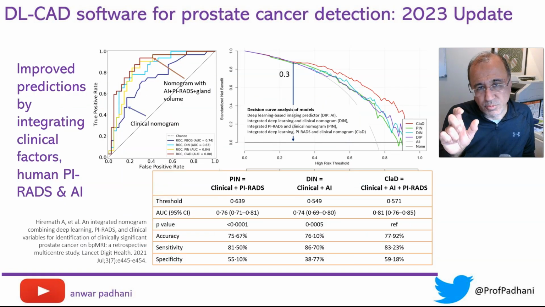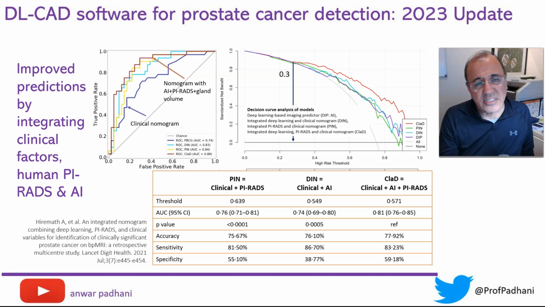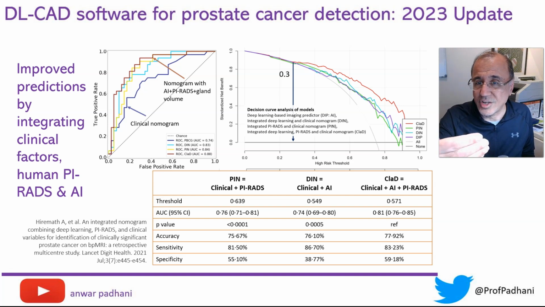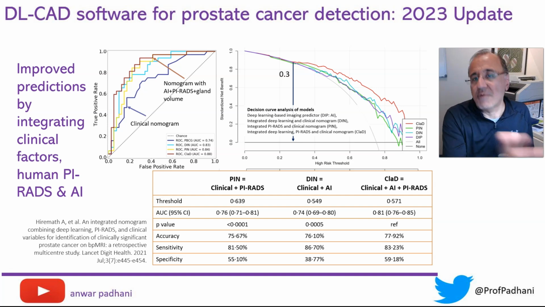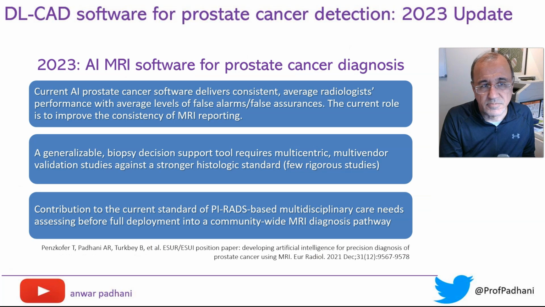Now, regarding the outputs of the AI and its integration into the clinical metadata, you can see that there are very few studies in this area, but they are looking quite encouraging. And this is one report that was recently published. And you can see how the clinical nomogram is markedly improved by the addition of the PIRADS depiction by a radiologist and the AI together, improving the overall sensitivity and the specificity.